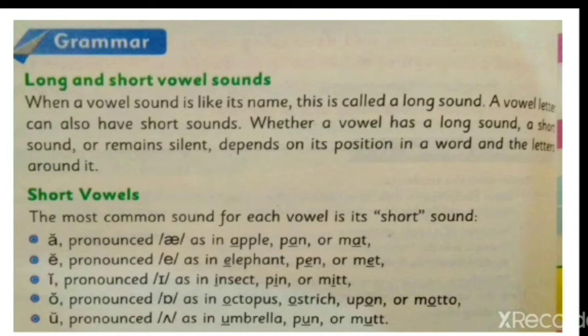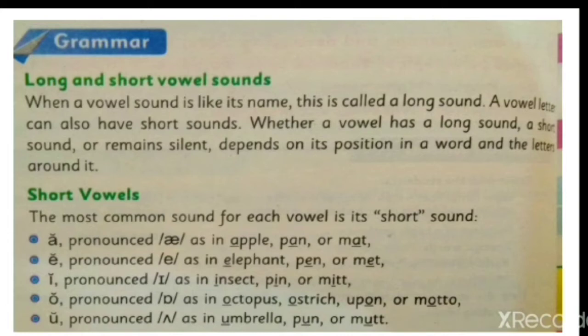But particularly, if we have to make a distinction between long and short vowel sounds, let's make it clear in this way. Like the way we have given names to these letters A, E, I, O, U, the sound it produces will be the same as its name. When the sound of these letters is the same as the name we have given these vowels, that's what we call long vowel sounds.